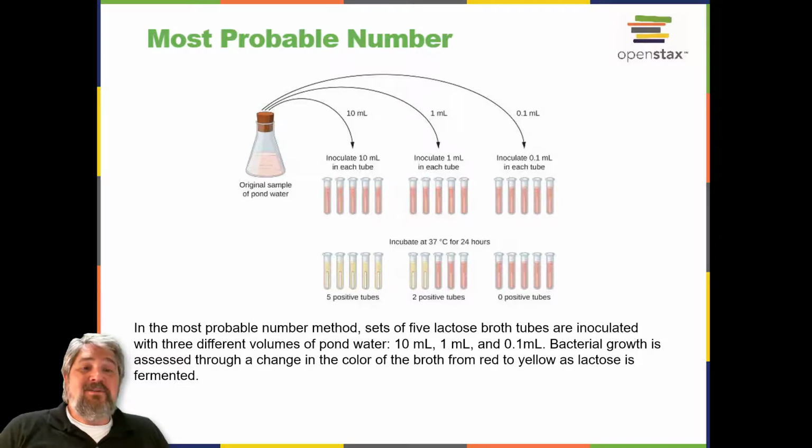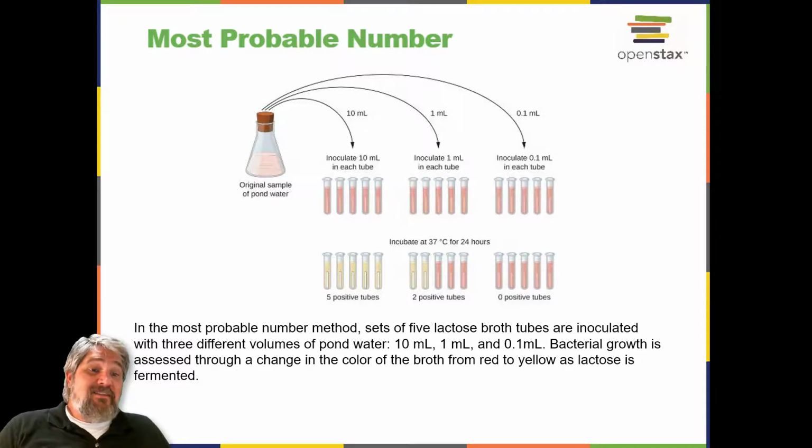from red to yellow. The first set of tubes, a 10 ml sample, showed growth in all the tubes. The second set of tubes, the 1 ml sample, showed growth in 2 tubes out of 5. In the third set of tubes, no growth is observed in any of the tubes in the 0.1 ml dilution.